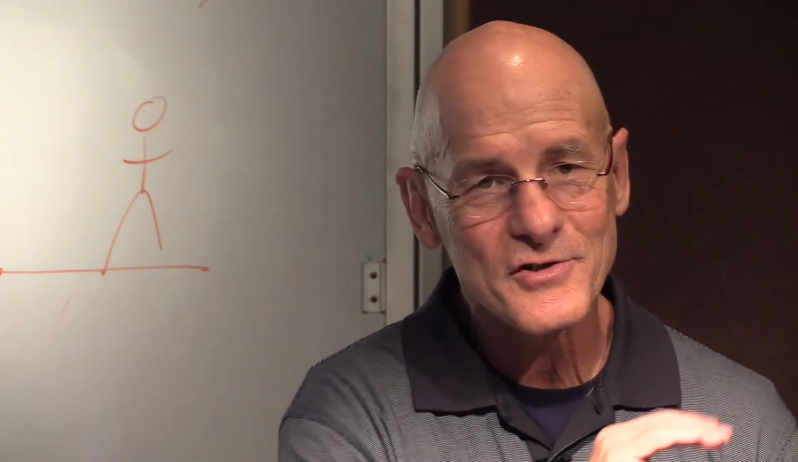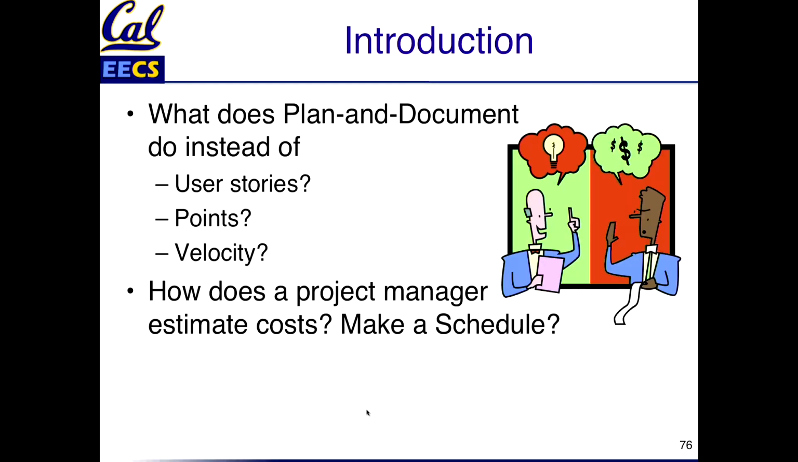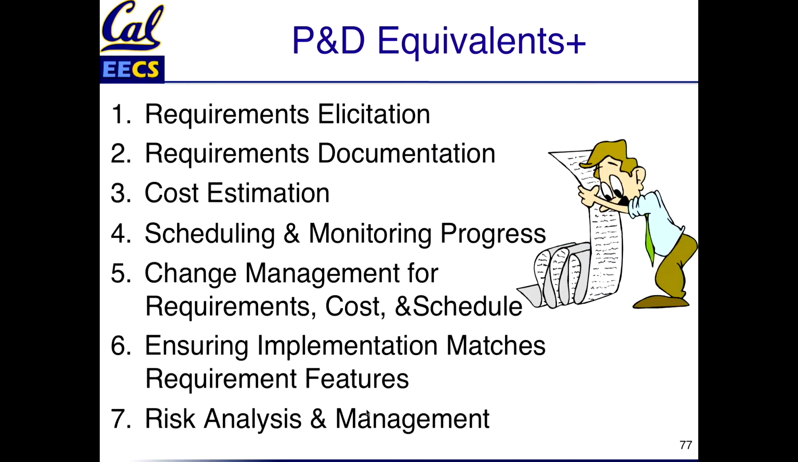So they don't use user stories, points, or velocity. What do they do instead? It's pre-Agile. And how do you make these costs? And how do you make these schedules? So these are all the steps. If you get to be the program manager, you're going to do requirements elicitation, requirements documentation, the cost estimate. You're going to be doing the scheduling and monitoring the progress of the project.